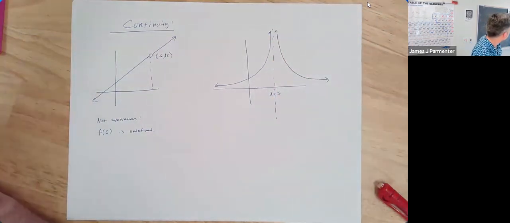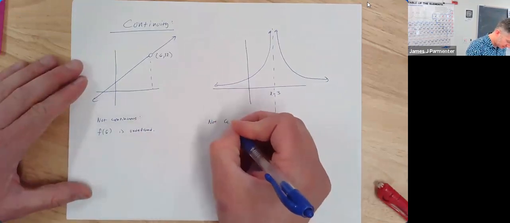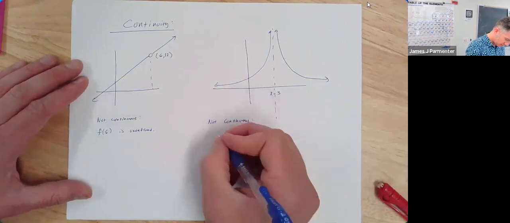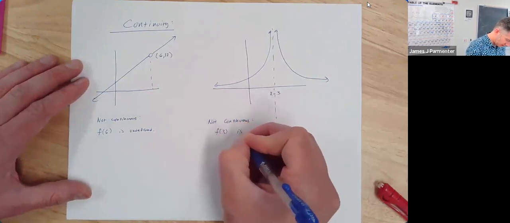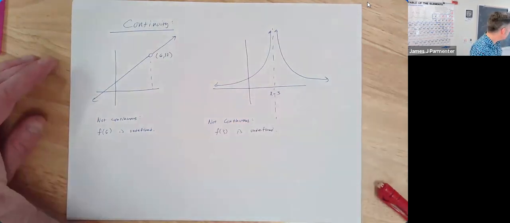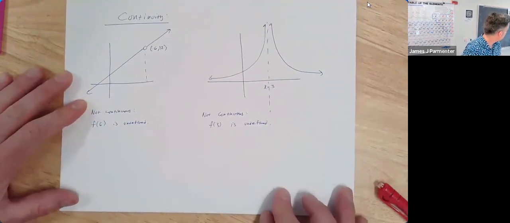Here's another function that is not continuous. I suppose I could say discontinuous. Specifically, f of 3 is undefined. So to be continuous at a particular point, the function has to be defined at that point, but that's not enough. That's one requirement. Let's look at a couple more pictures that I'm going to draw here.